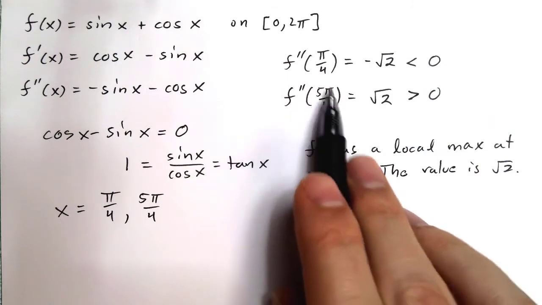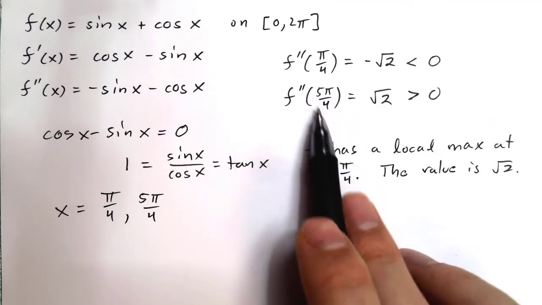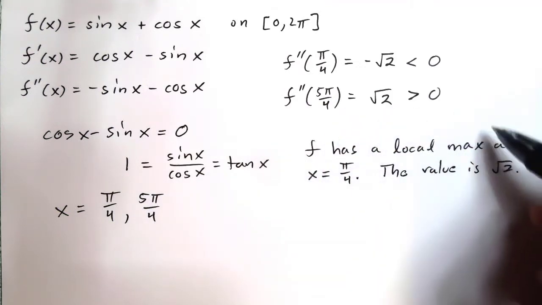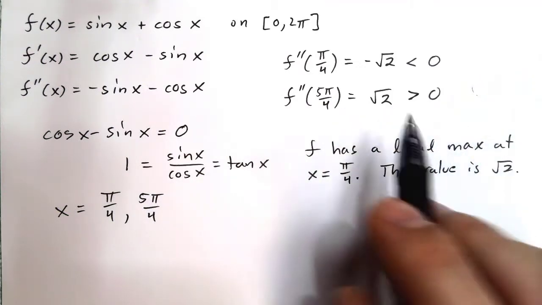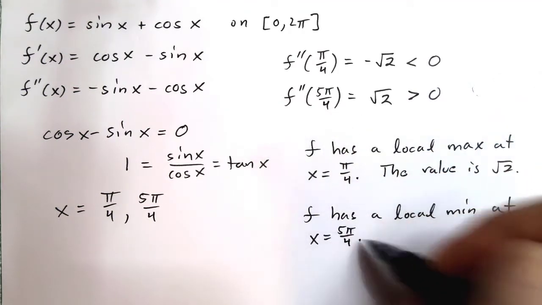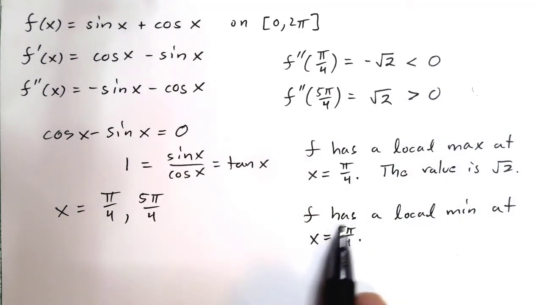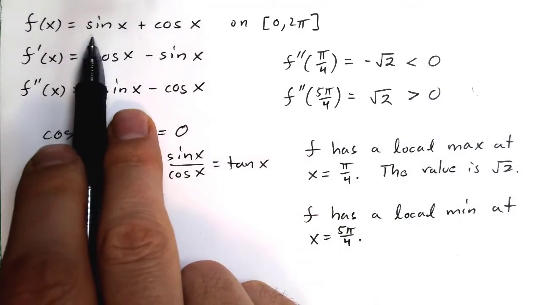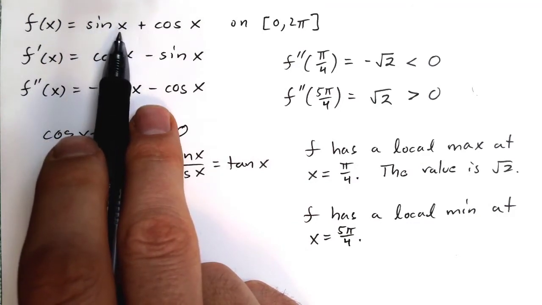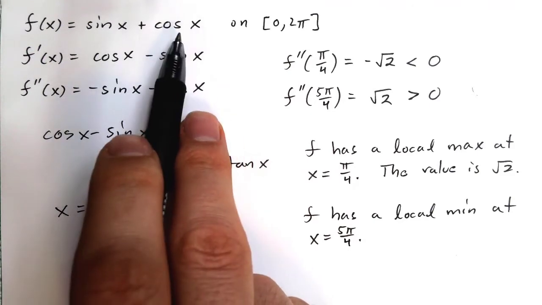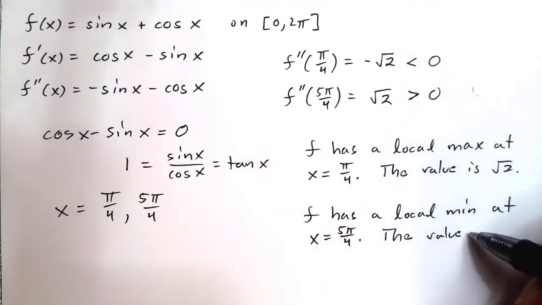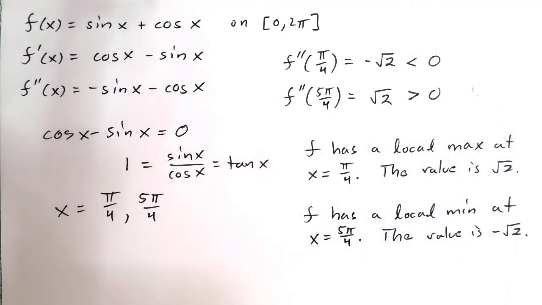And at 5 pi over 4, the first derivative was 0 there, and the second derivative is positive, so the graph is shaped like this. It's concave up, and so it has a local minimum there. And what would the value be? Well, we just plug this number into the original function. Sine of 5 pi over 4 is negative root 2 over 2. Cosine is also negative root 2 over 2. And so when you add those together, you get negative root 2. And that solves the problem.